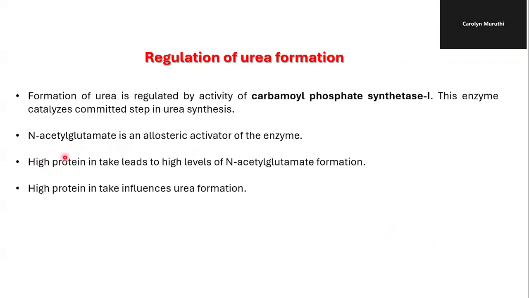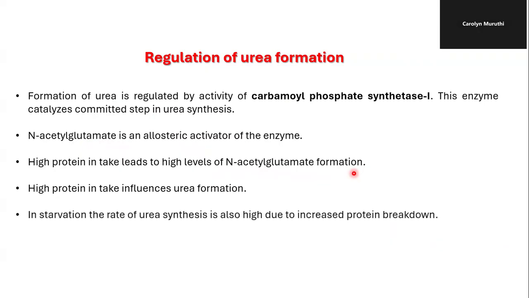Here we see high protein will lead to high levels of N-acetylglutamate formation. And in most cases, we find that high protein will influence urea formation. For instance, during starvation, the rate of urea synthesis is also high due to the increased degradation of proteins, which will result in high levels of amino acids. And when these amino acids are broken down, they will release carbon skeleton and ammonia. So we can see that high protein will influence the rate of urea formation.